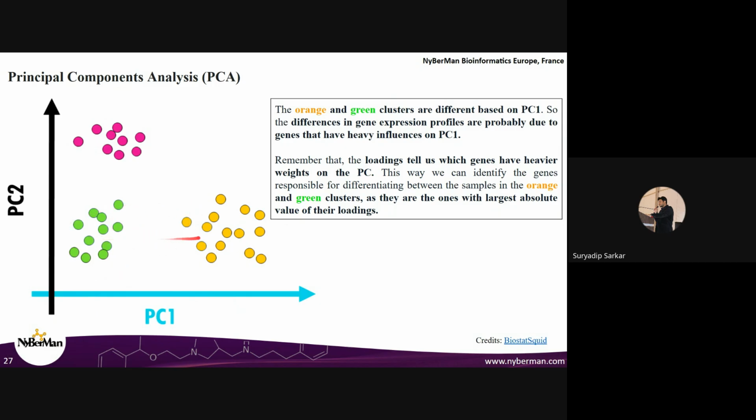The difference is mostly across PC1, right? So clearly the genes which are very important or with very high weights or loadings on PC1 are the genes which are differentially expressed between these two clusters, right?